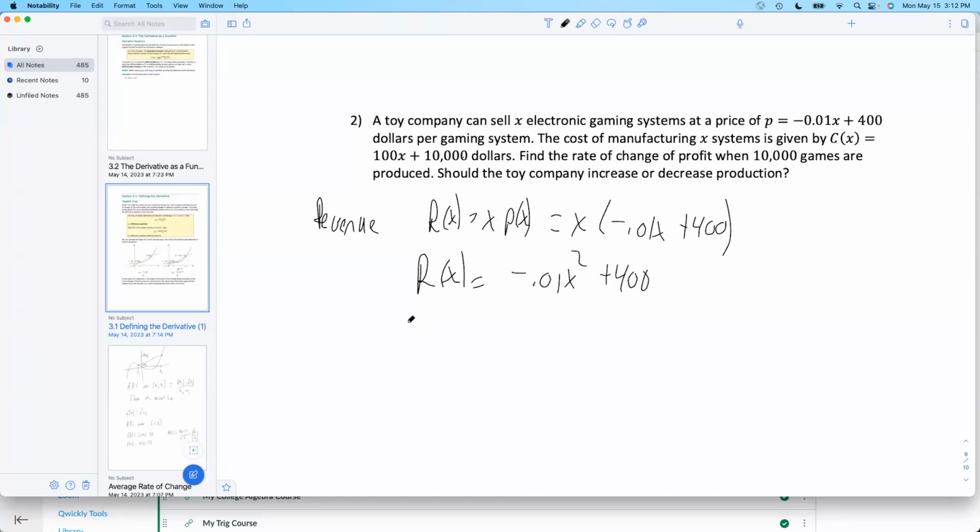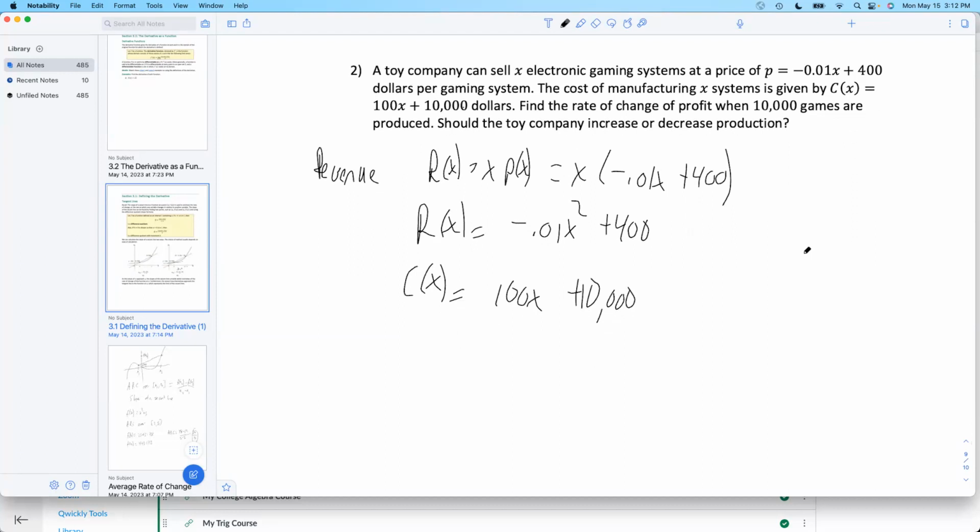And my cost, I'm just going to write it. It's given. I don't have to do any work to get this. There's my cost function. Well, then what's profit? Think about if you own a shop. This is how much money you bring in for selling x items. This is how much money you're spending for x items. Profit is always revenue minus cost.